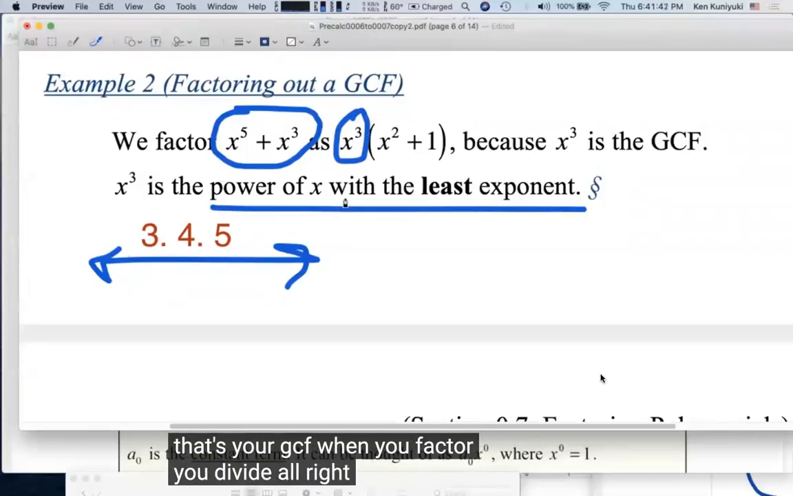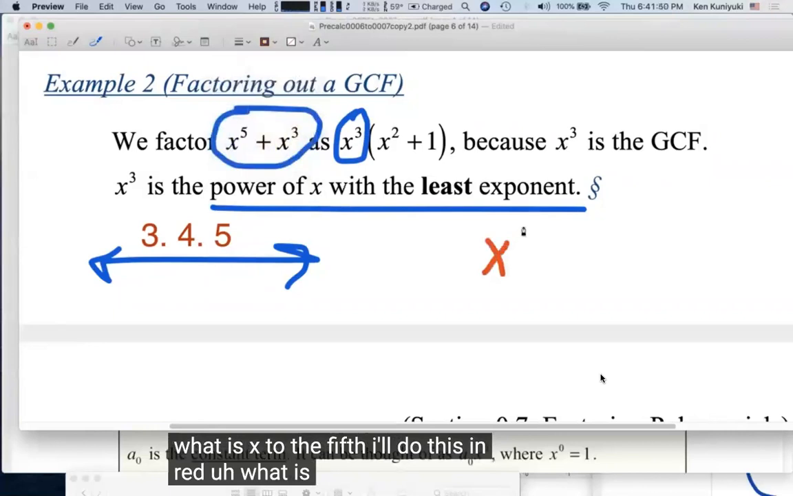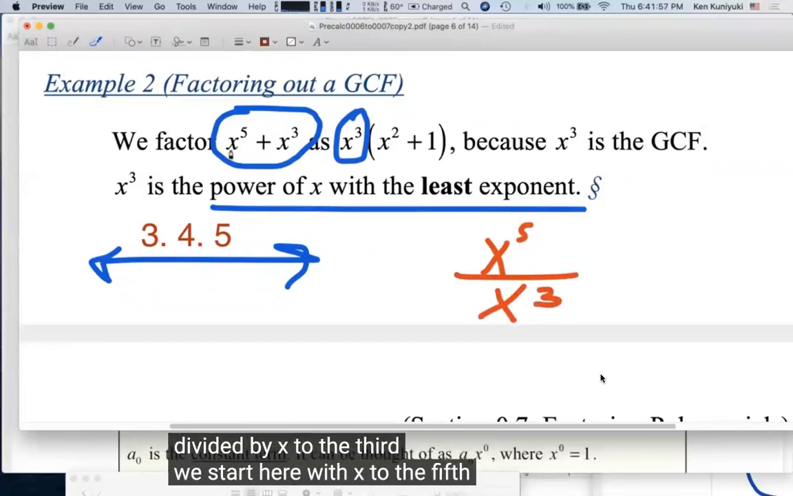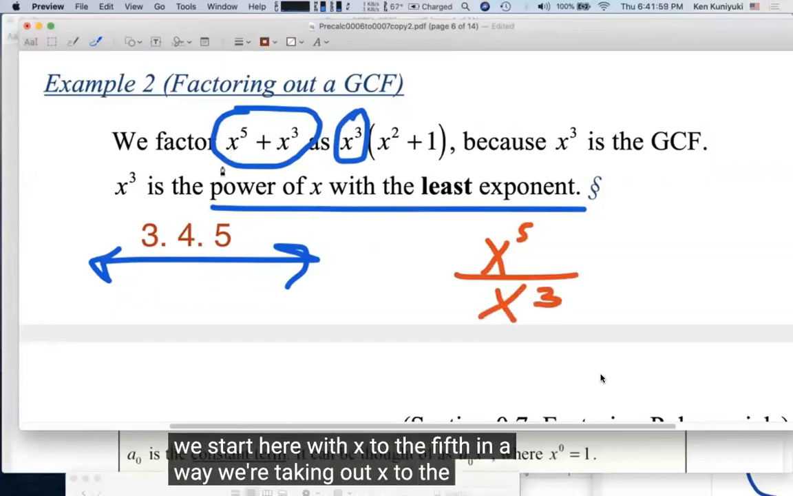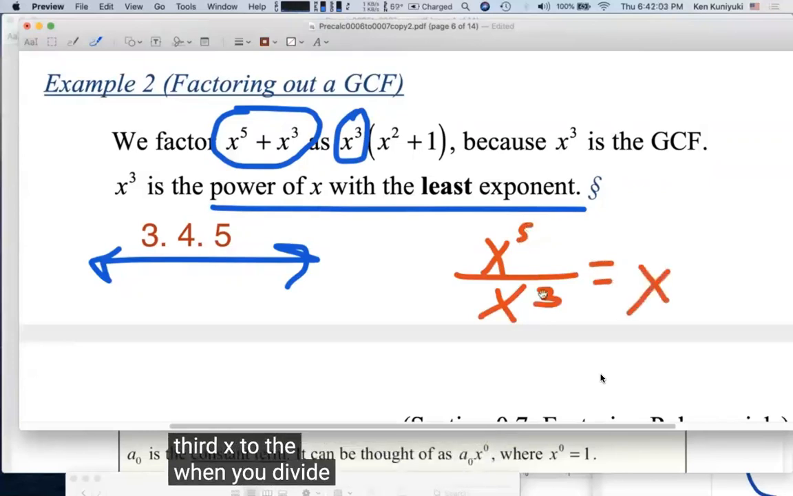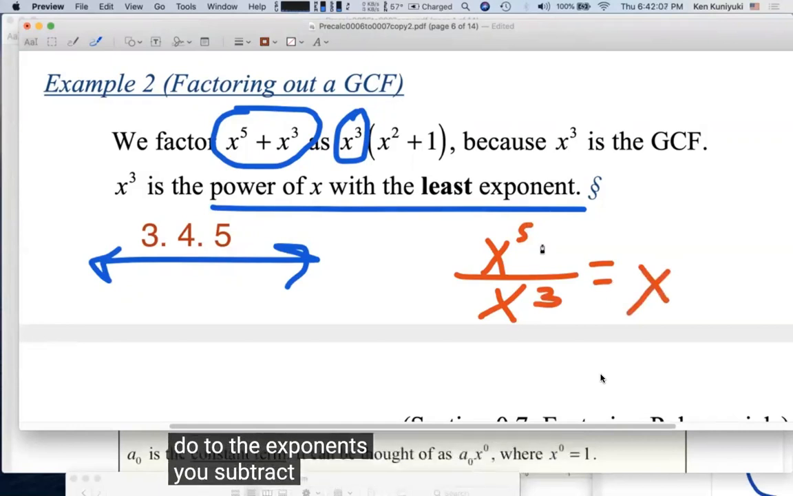All right. Now, what is x to the 5th divided by x to the 3rd? We start here with x to the 5th. In a way, we're taking out x to the 3rd. What's x to the 5th over x to the 3rd? When you divide powers of x, what do you do to the exponents? You subtract them. 5 minus 3 is 2. That's why you have x squared over here.